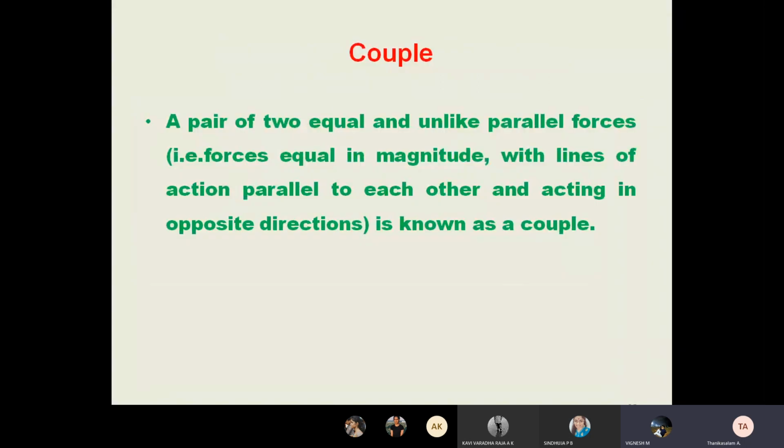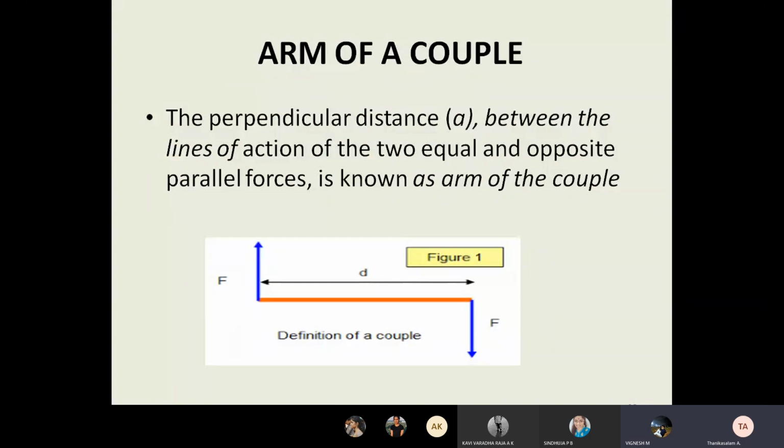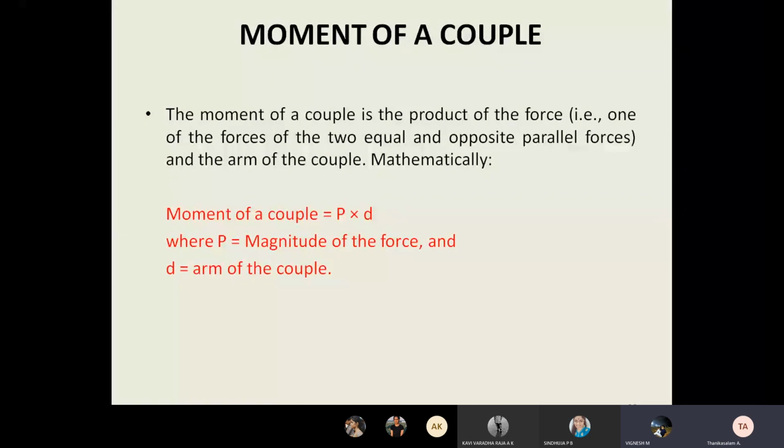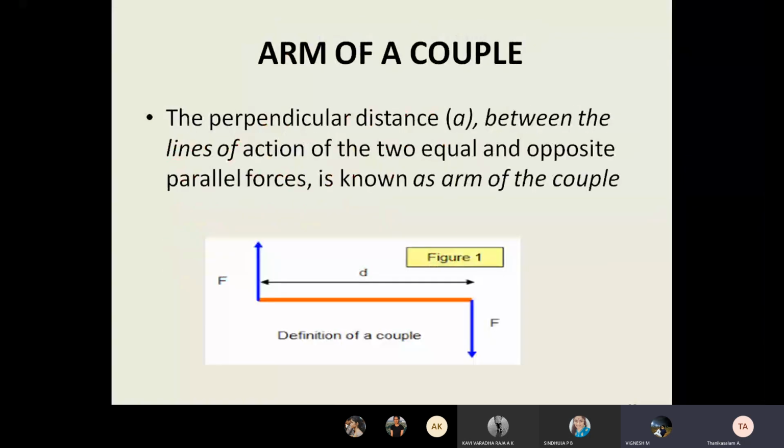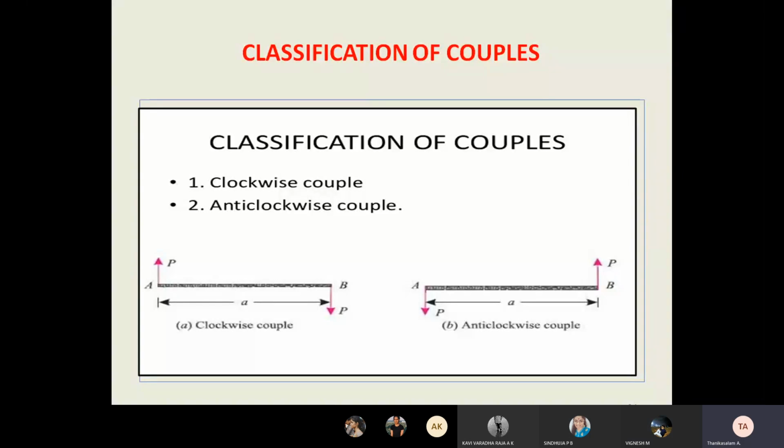Then we started a couple. What is a couple? A pair of two equal and unlike parallel forces separated by some distance is called a couple. For example, a key opening a lock. There are two types. The arm of the couple means the distance between the two equal and opposite forces. Very important 2 mark question. Then we discussed the moment of a couple: force into distance, F into d. Then there are two types of couples: clockwise couple and anti-clockwise couple. You can see the diagram.